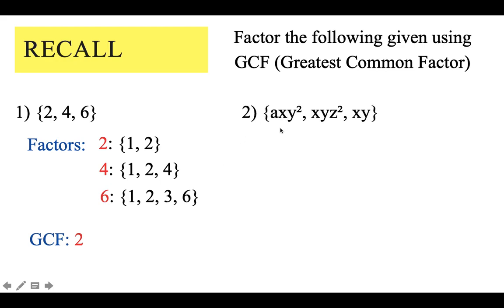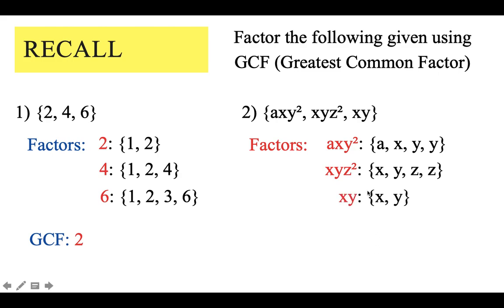Now, that is the same in literal coefficients. Same process: write down the given, axy squared, xyz squared, and xy. Then lay down their prime factorization. For axy squared, it's a, x, y, y, because we have y squared here. In xyz squared, we have x, y, z, z. In xy, we have x, y. Then, next, identify where the common factors are. In this case, it's x and y. So therefore, our GCF is xy.